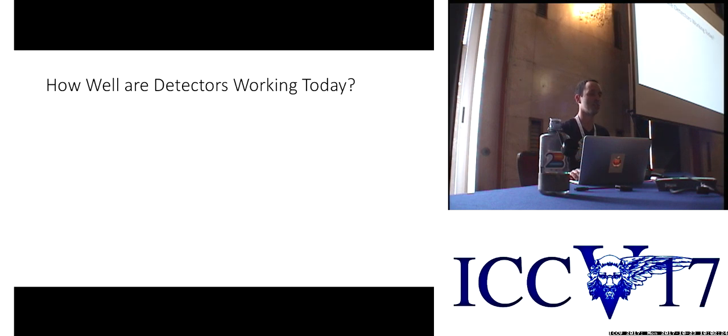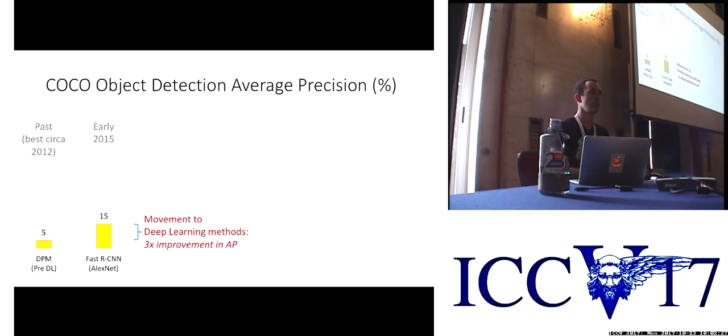So let's get a view of how well object detectors are working today. One way to do this is to look at how systems perform on the benchmark Microsoft COCO object detection data set. So we can take a historical perspective and look at one of the best methods before deep learning took over the field of object detection. That's the deformable parts model, this DPM over here. And if you were to take that algorithm and run it on COCO and benchmark it, you get somewhere around 5% average precision.